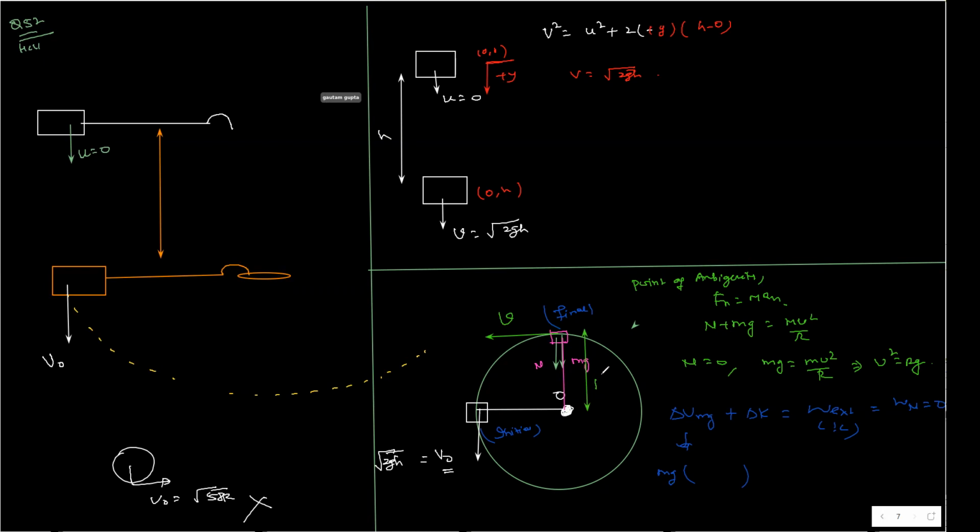This height is the radius of the circle, and the radius of the circle is the length of the rod. So R is equal to L. What is the change in height? Plus L, because it is moving up. So delta U, you will write mg into L.